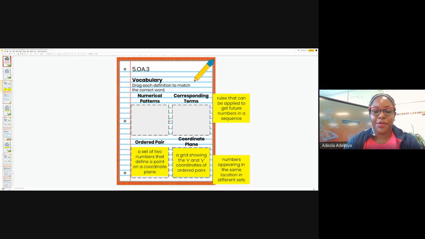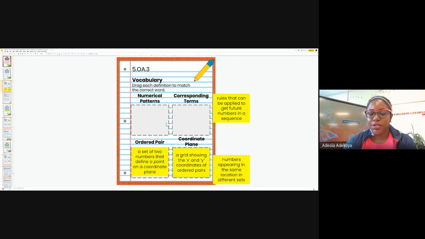All right, so the numerical patterns. Numerical, if I do a word search for numerical, I can see here numbers. We've talked about that before when we talked about numerical data. And a pattern is almost like what you notice. So a pattern would be like what I notice about the numbers. It's going in a particular order.